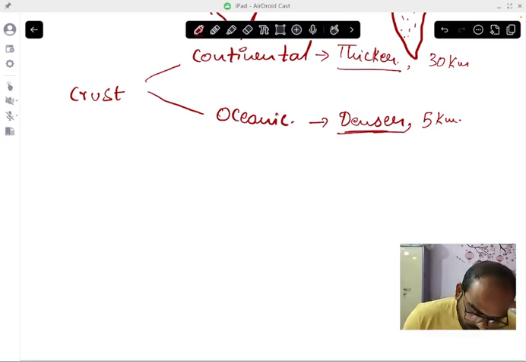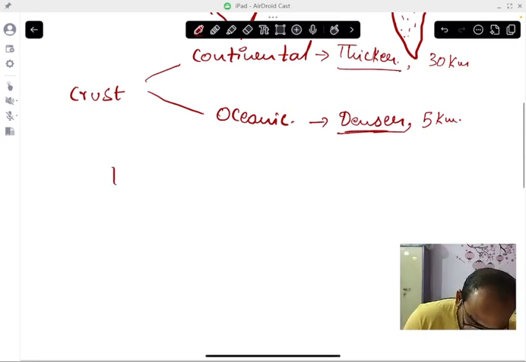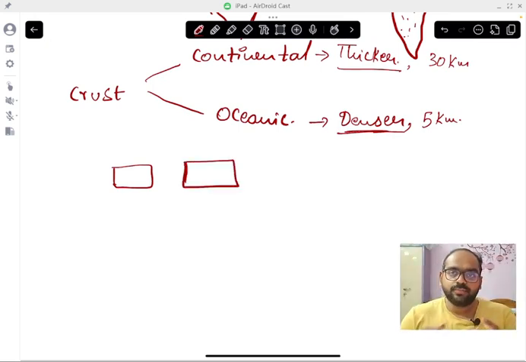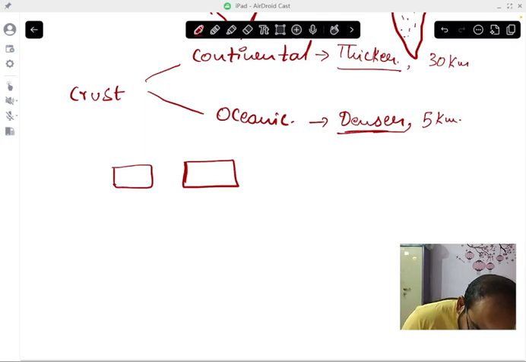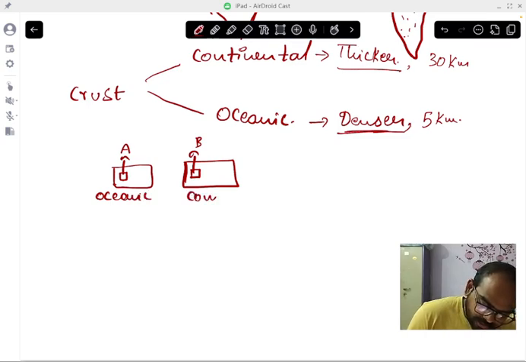If you take, this is oceanic crust, and this is continental crust. It is made of some materials, right? And when it comes to oceanic crust, if you take a particular section in ocean, let's say it's section A within oceanic crust, and within continental crust you took section B.